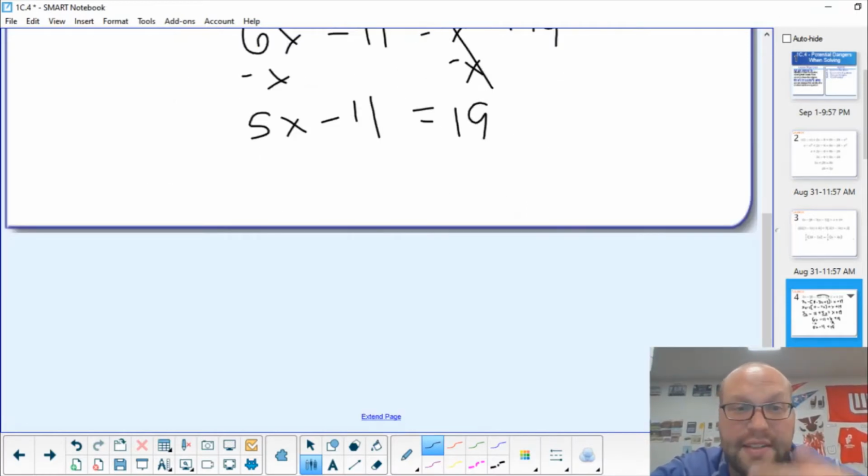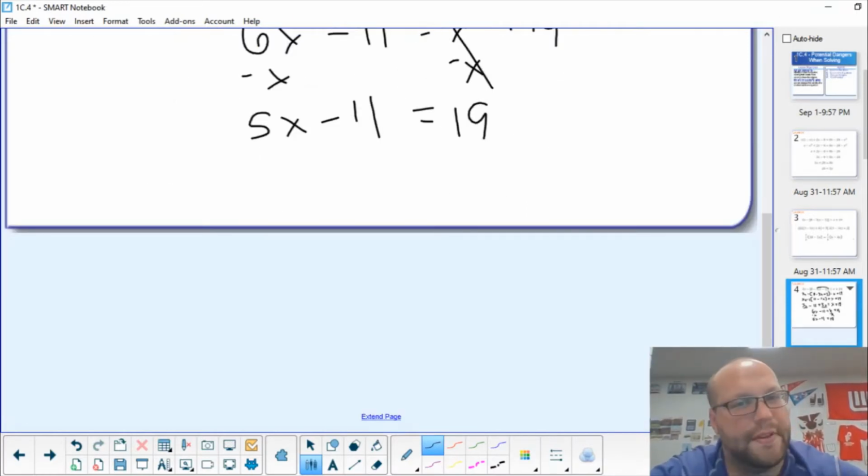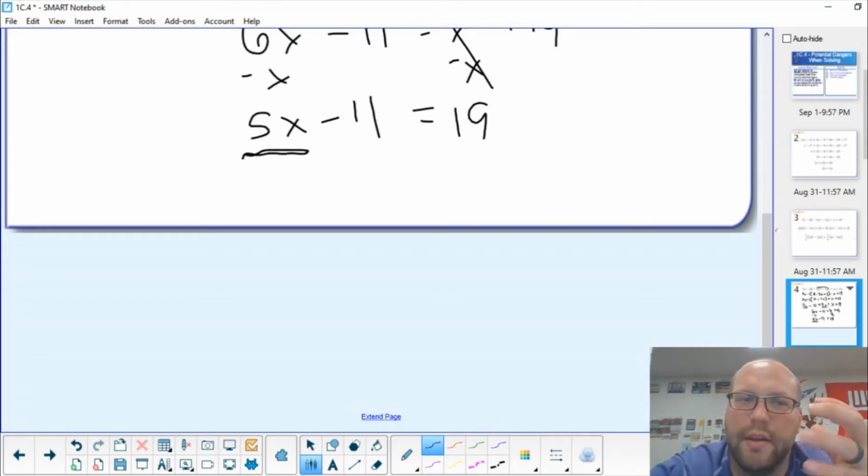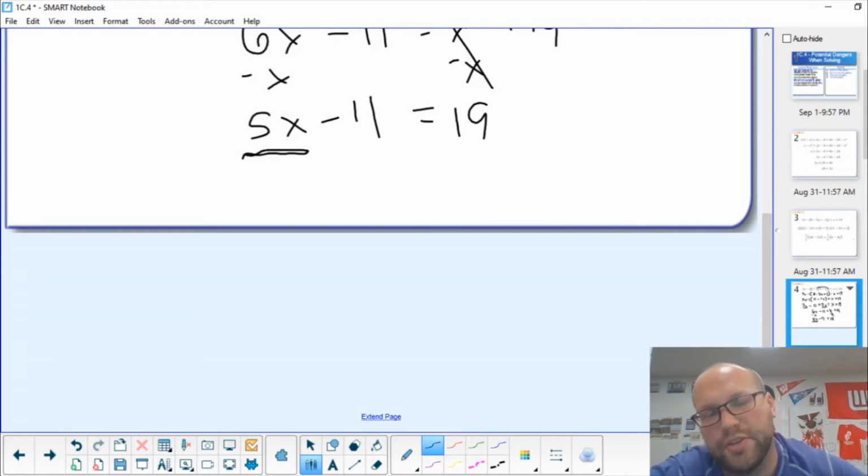And I have constants on both sides of the equation. How can I fix that? Make it not the case. Now, since I have 5x on this side, I would make sure that I have variables on the left side, make sure that only variables are on the left side. So I'm going to add 11, would be a wise move.